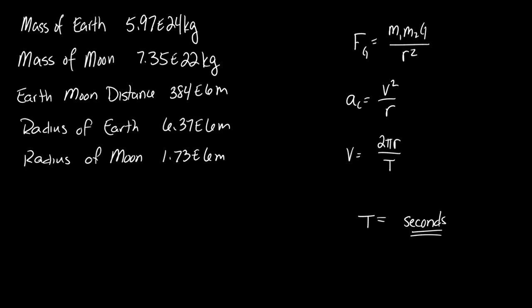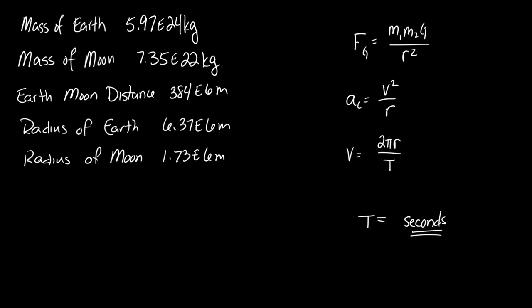Now, to be honest, the moon is really big compared to the Earth. That's kind of part of the reason why I wrote the numbers up there the way I did. Do you notice that the radius of the Earth is 10 to the 6th, and the radius of the moon is 10 to the 6th? And the Earth-Moon distance is 10 to the 6th. I did that on purpose.